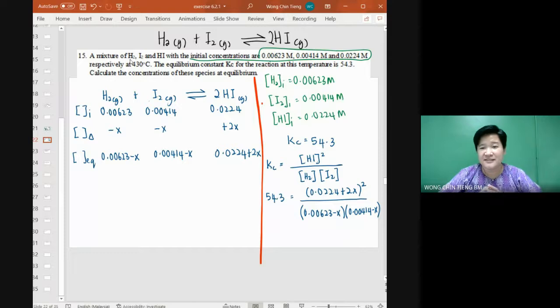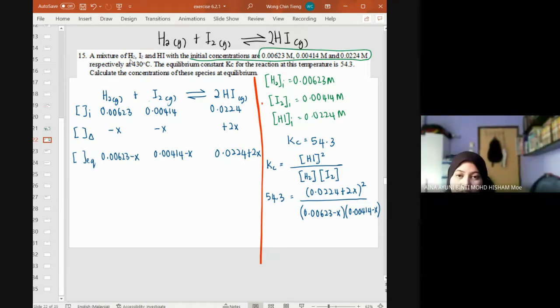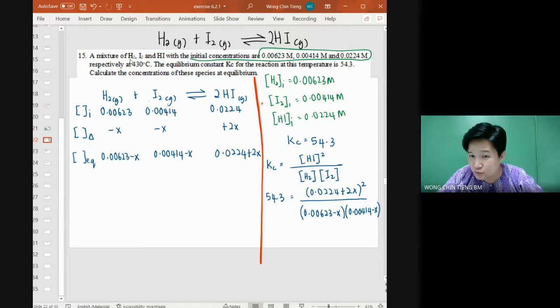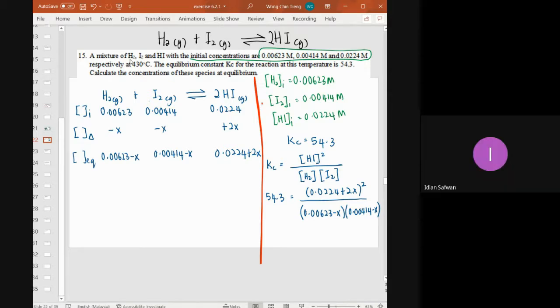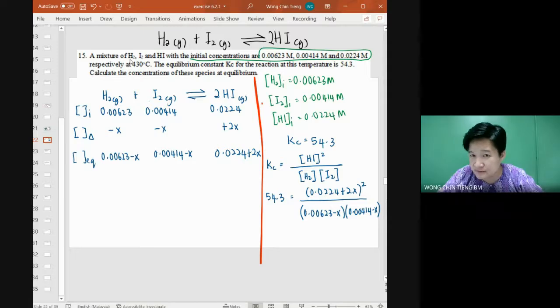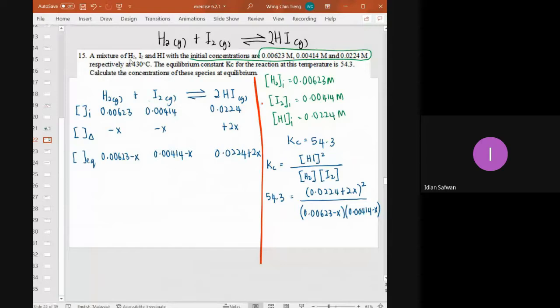Done. Ada siapa-siapa dapat ke? Anyone getting the X? Can I have the X? Anyone yang dapat? 1.56599 darab 10 negatif 3. Satu je, Aina? Ada 2, Miss. Ada 2, betul kan? Satu lagi saya? 0.01141. Perfect.